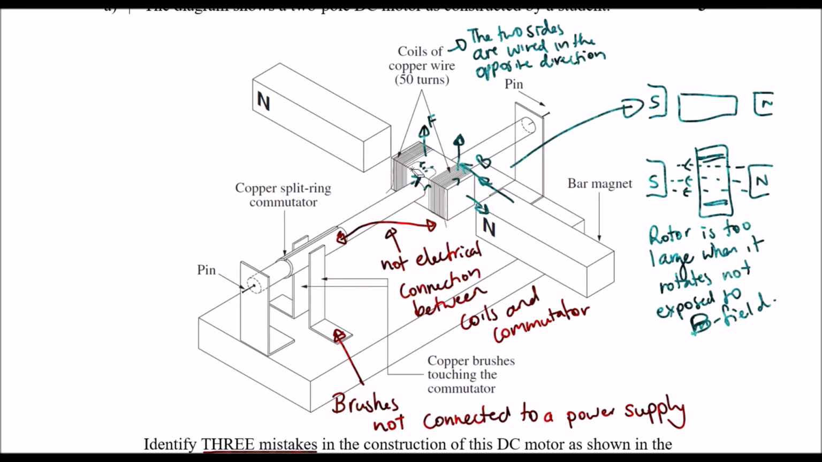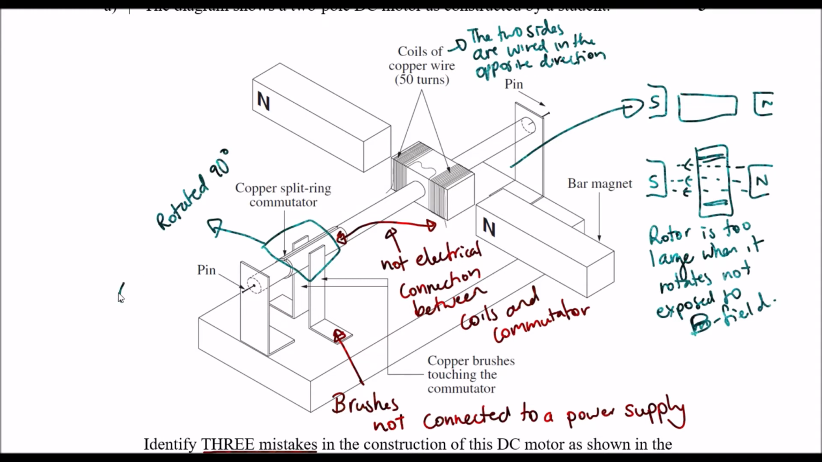So that is the reason why having them in the opposite directions is not a good idea for the construction of our motor. If we look at some other examples, we can look at the orientation of our split ring commutator. In order for this to actually work, this split ring commutator should be rotated another 90 degrees around.